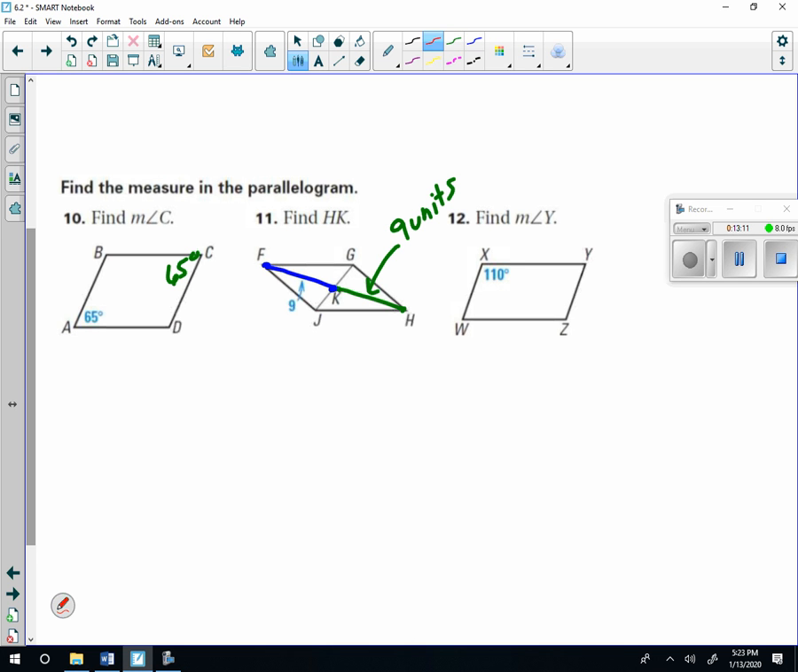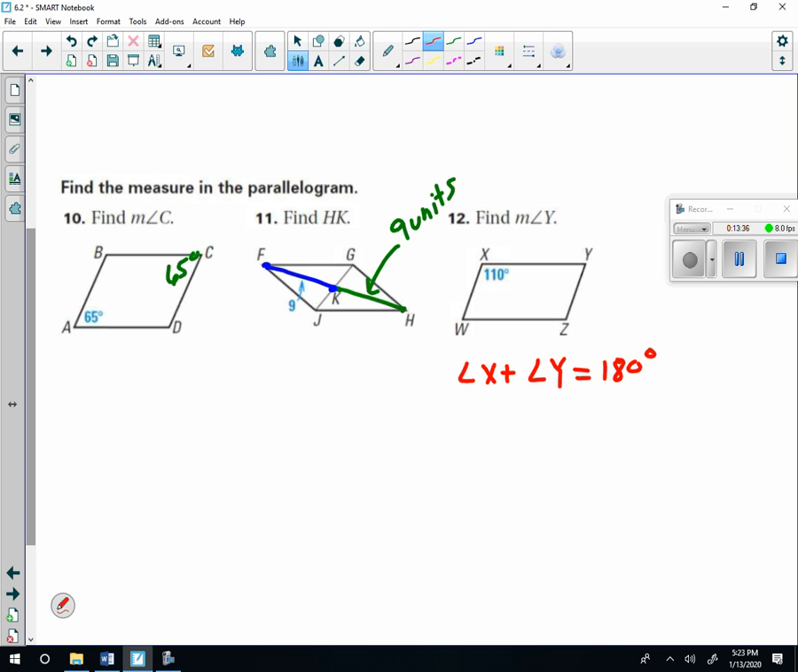And last but not least, number 12. Number 12 says find the measure of angle Y. Well, what do we know? We know that angle X plus angle Y have to equal 180 degrees. And how do we know that? Because it's one of the properties of a parallelogram. Any two consecutive angles are supplementary. That means they add up to 180 degrees.